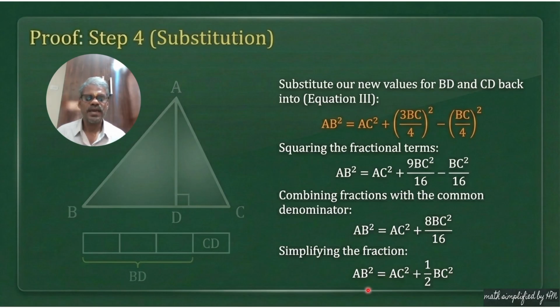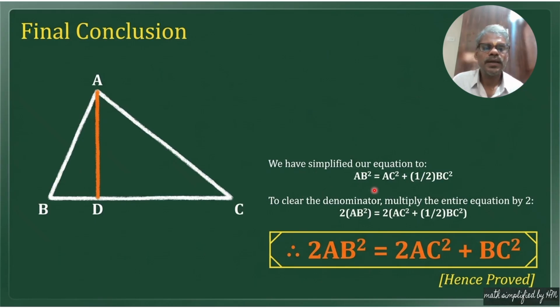Simplifying the fraction, AB square is equal to AC square plus 1 upon 2 BC square. We have simplified our equation to AB square is equal to AC square plus 1 half BC square. To clear the denominator, multiply the entire equation by 2. This gives us 2 into bracket AB square is equal to 2 into bracket AC square plus 1 by 2 BC square bracket complete. Simplifying, we get 2AB square is equal to 2AC square plus BC square.